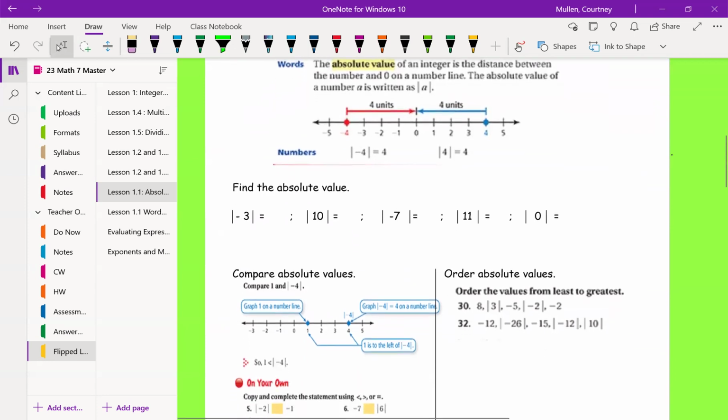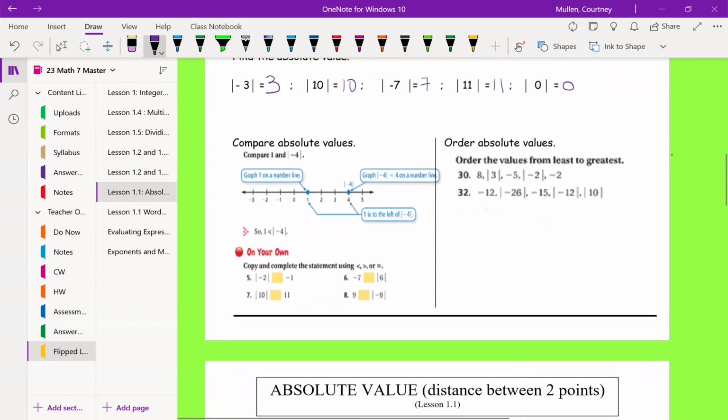So we're going to go quickly here. What's the absolute value of -3? Well, -3 is 3 units from 0, so it's 3. Absolute value of 10, 10. Absolute value of -7, 7. Absolute value of 11, 11. And the absolute value of 0, well, how far is 0 from 0? 0 units.